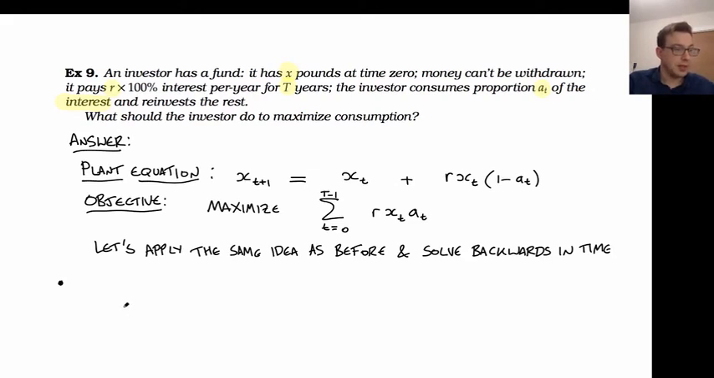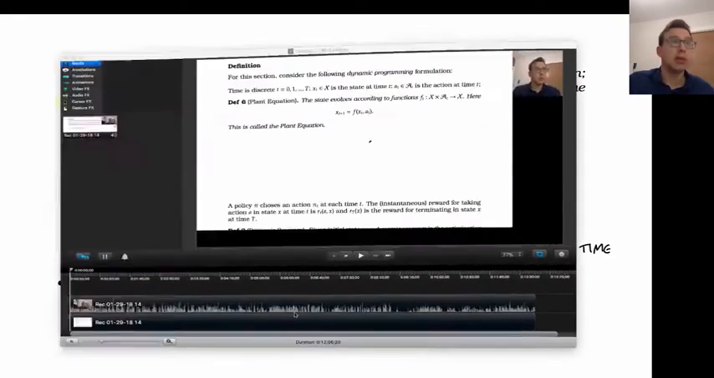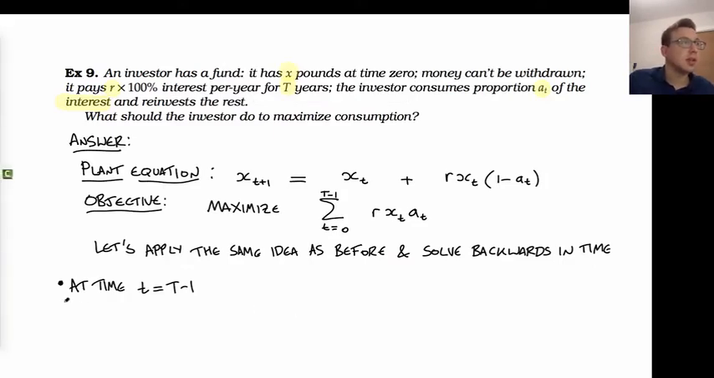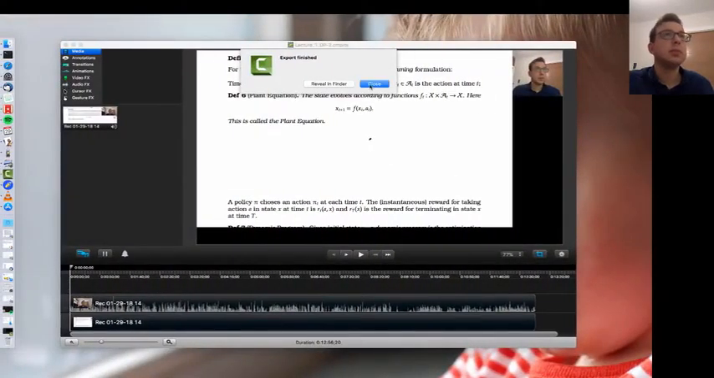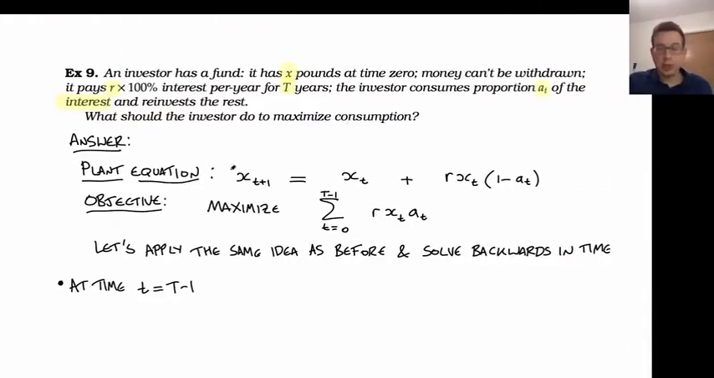So let's start at time little t equals capital T minus 1. So the last time that we have the choice to consume some of the wealth that's in the fund.